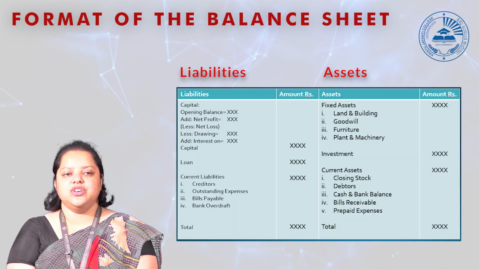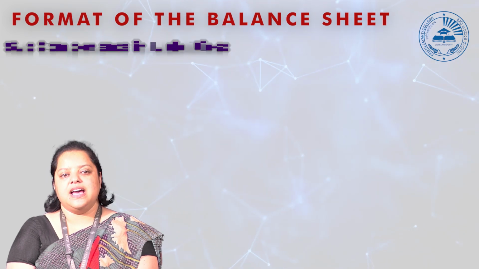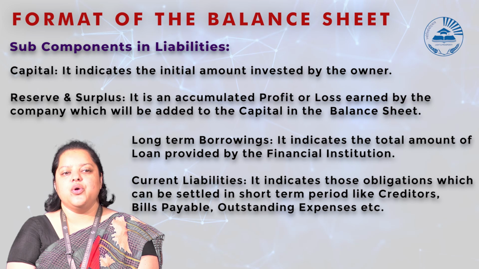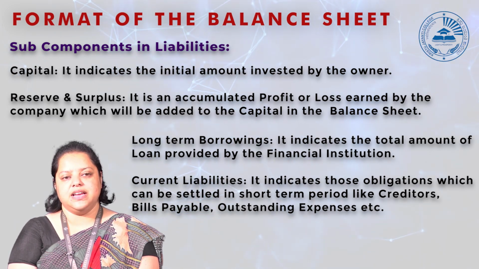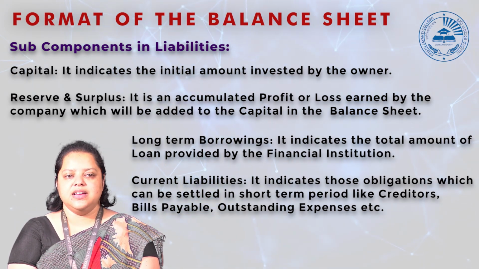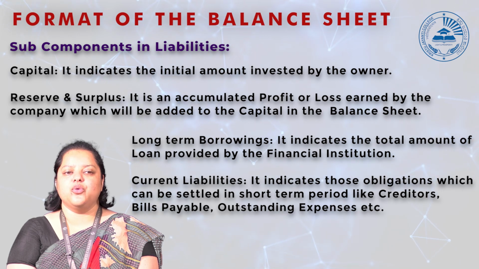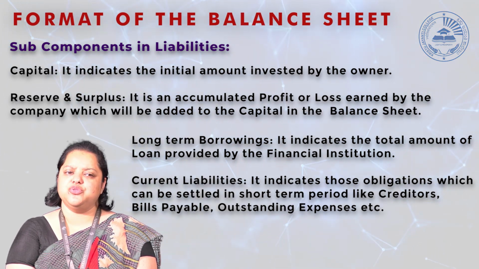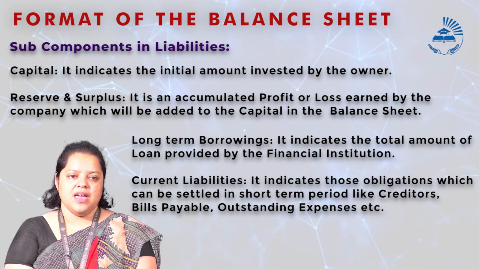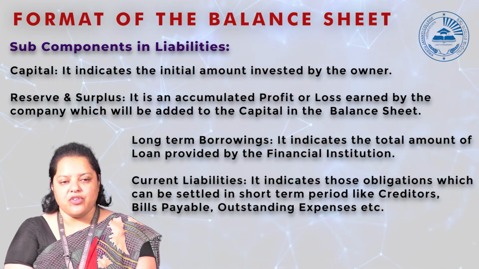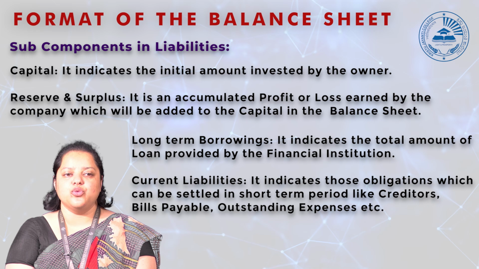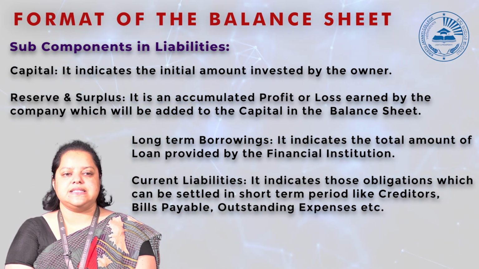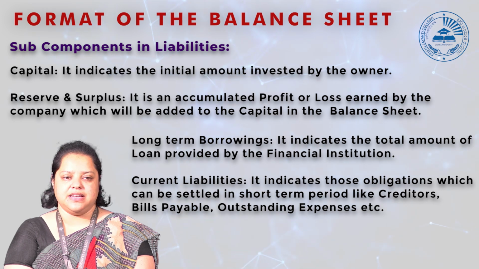On the liability side we always start with the capital, that is the opening balance, and whatever profit or loss we get during the whole financial year we need to adjust with that. If the owner withdraws any money from the business during the year, we need to minus it as drawing. And if the company provides any interest on the owner's capital, we need to add that. After adjusting all these, we get the net capital balance.